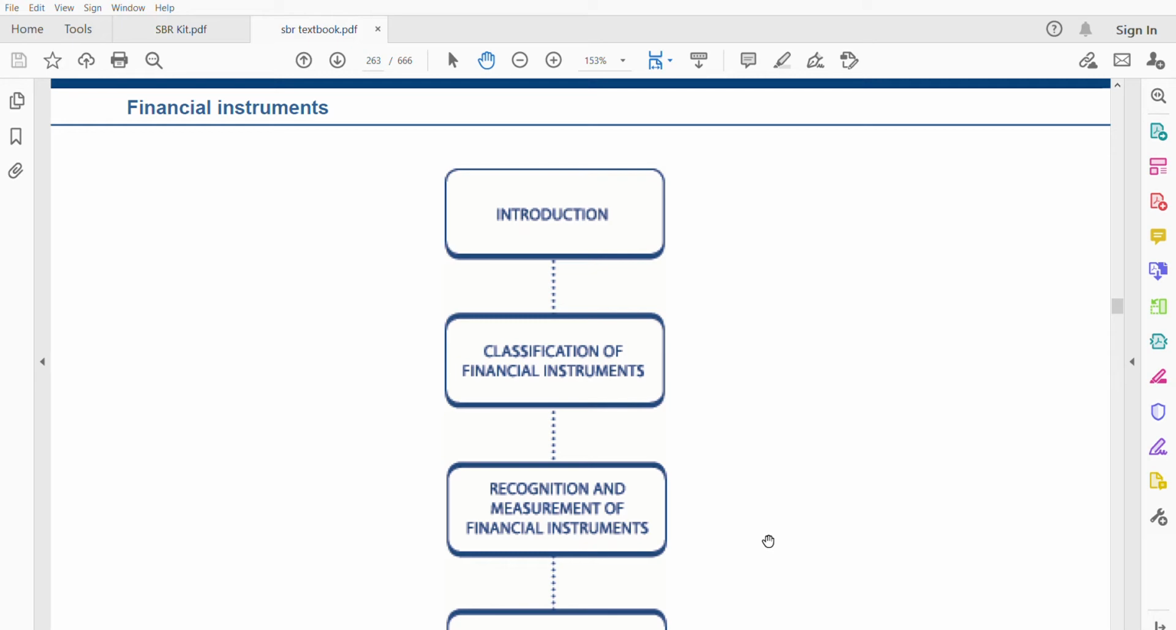Tenth, under hedge accounting, we have two types of hedge. One is fair value hedge, one is cash flow hedge. We'll be covering both there.